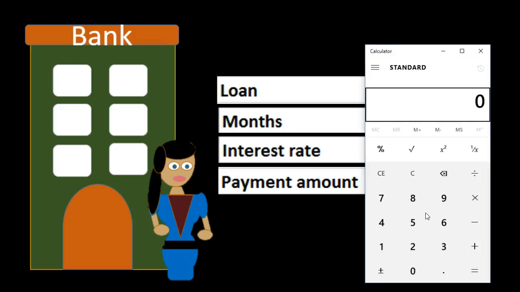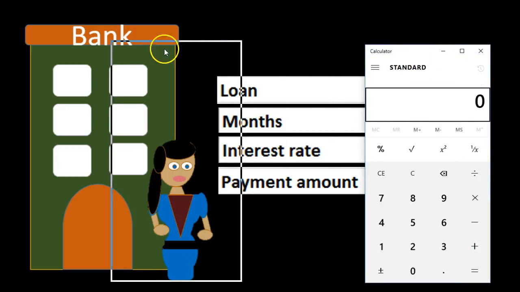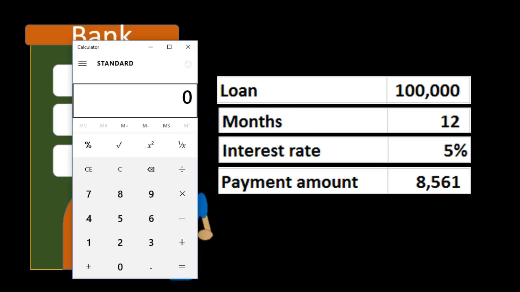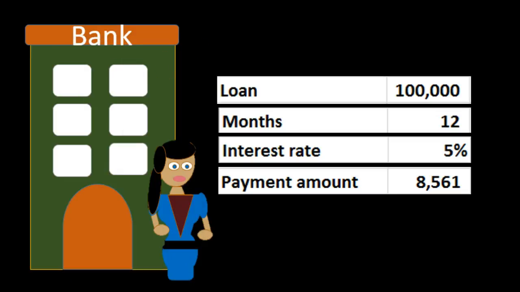So if we just work out the math on that, if we're going to get $100,000 and we're going to pay back $8,561 12 times, then we're going to pay $102,732 back, and we originally got $100,000. Therefore, the $2,732 is going to be the interest portion. However, it's also helpful to see how much of an interest portion is in each particular payment, because the portion of interest in this type of loan is going to differ as the loan progresses forward.